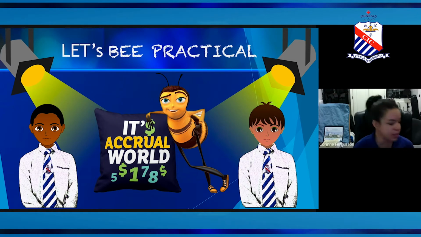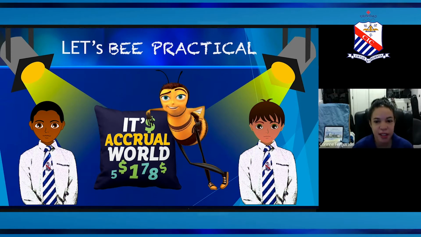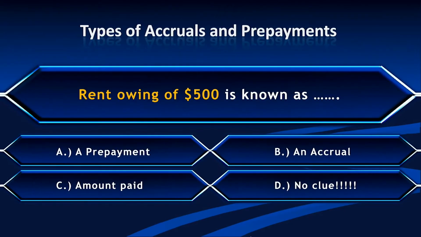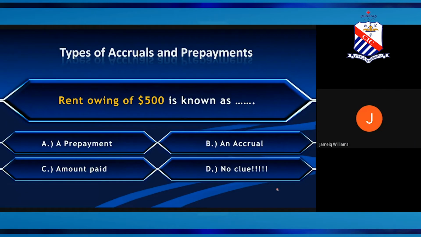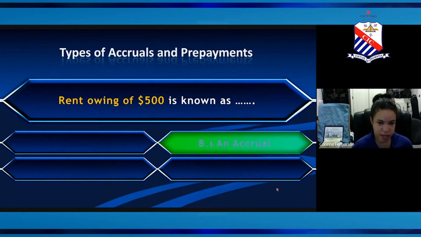So we're going to do a nice little quiz thing here. Rent owing of $500 is known as, anybody can answer, as long as you do it kind of quickly. So that would mean all the people that have answered B. B or A? It's B, Miss. B. Right, so it will be B.